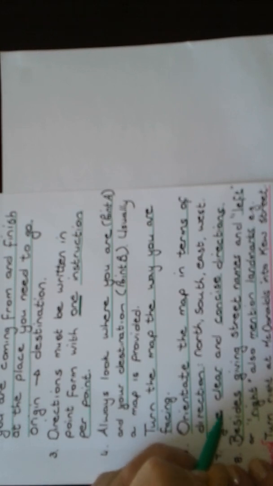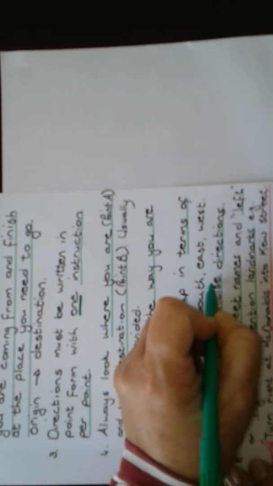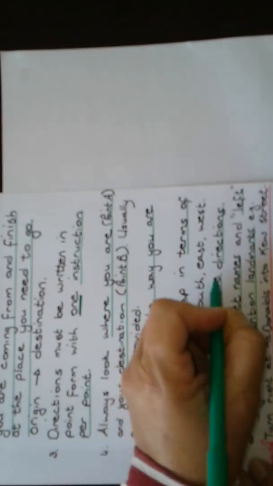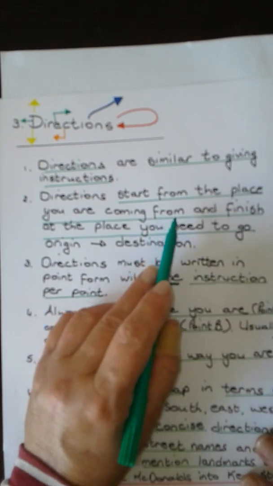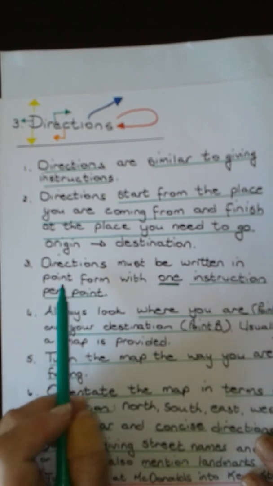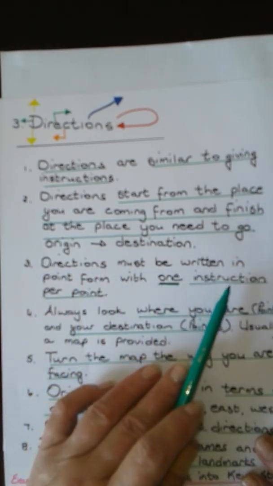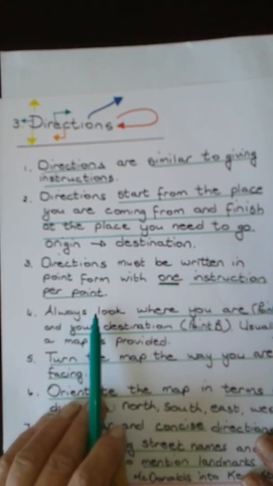Carry on straight until the stop street. Cross Schoeman Street, which is lying here, for example. Carry on past 3 robots. You will reach the post office on your left-hand side. Turn right into Malan Street or left or whatever. So, you start from the place that you are coming from and you finish at the place you need to go. Okay? Directions must be written in point form with only one instruction per point.